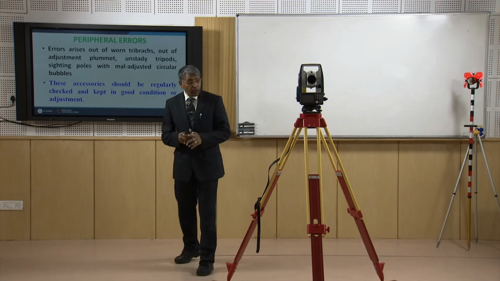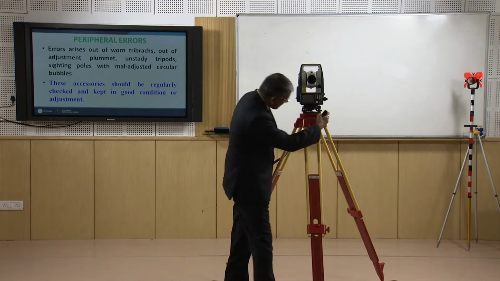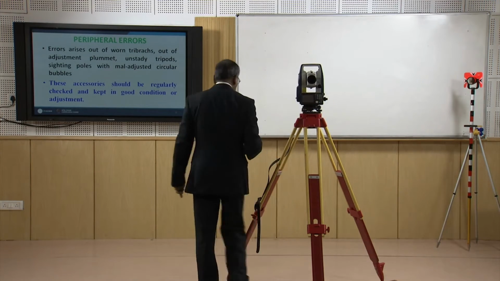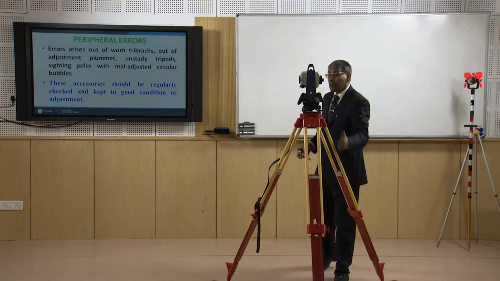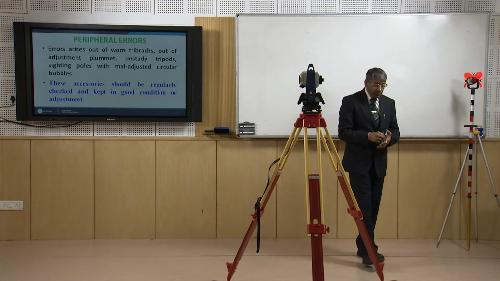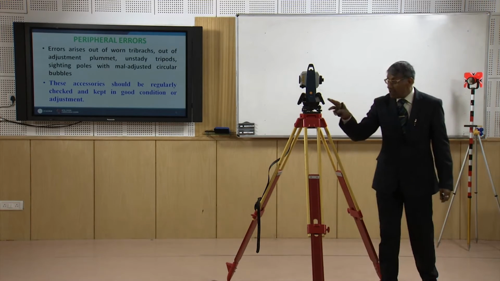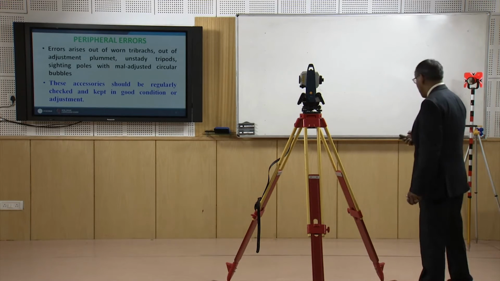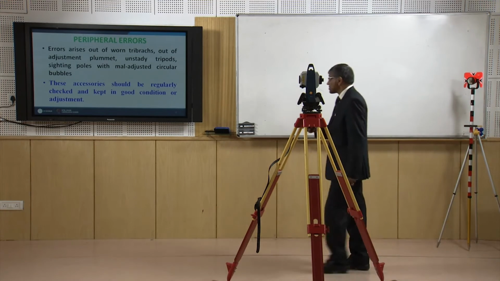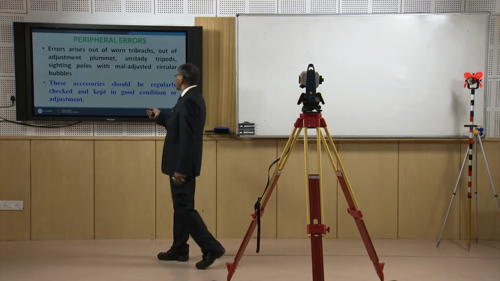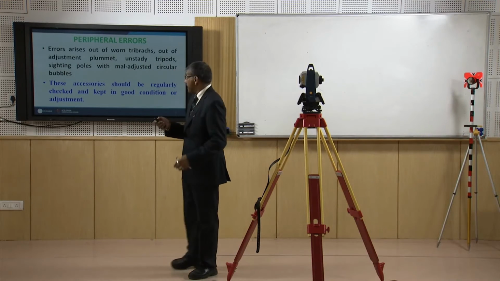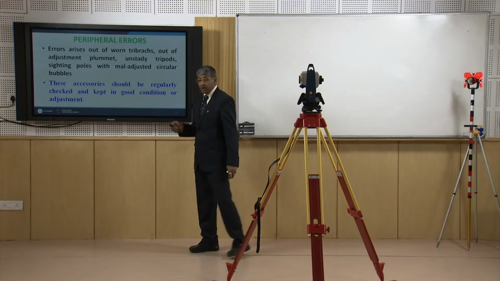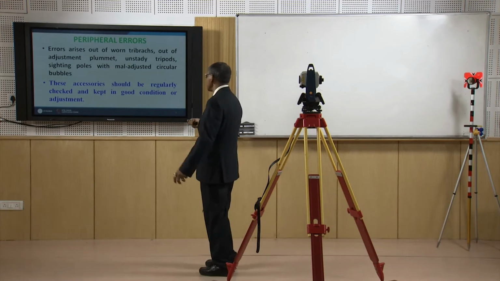Then we make use of the optical plummet. We use the optical plummet here for centering purposes, but if the optical plummet is not in good condition, then the centering done through it may not be correct. So, all these will lead to different errors in our leveling as well as errors while taking the measurement. These errors are termed peripheral errors.